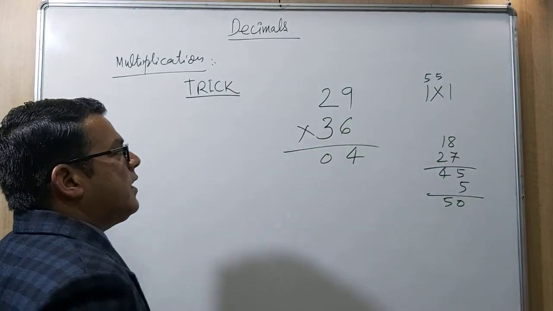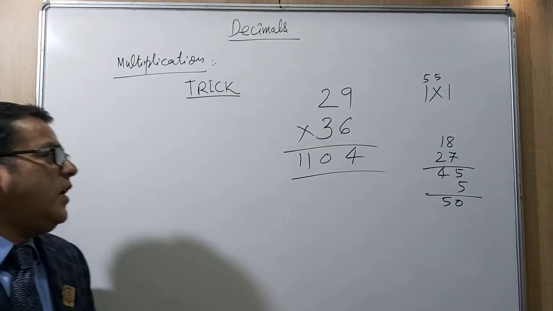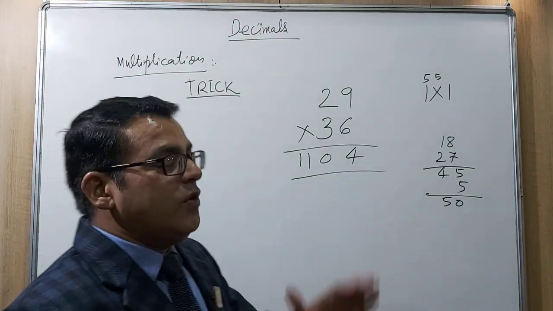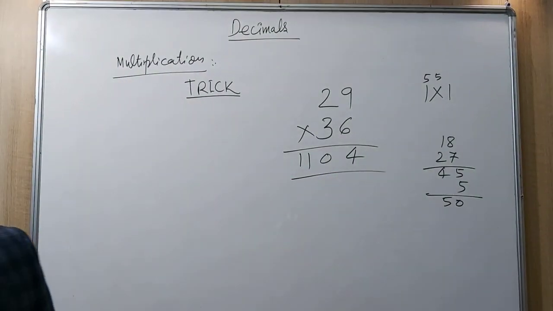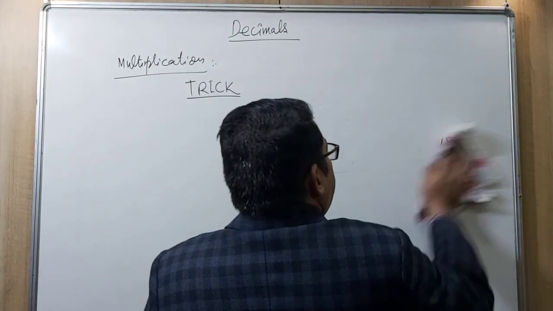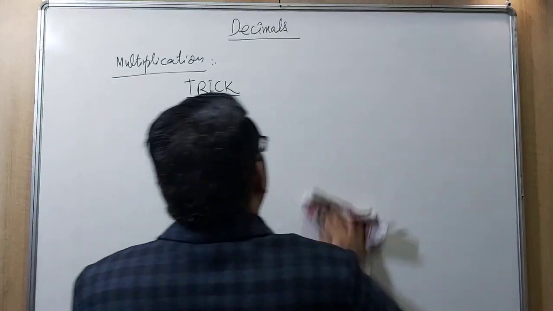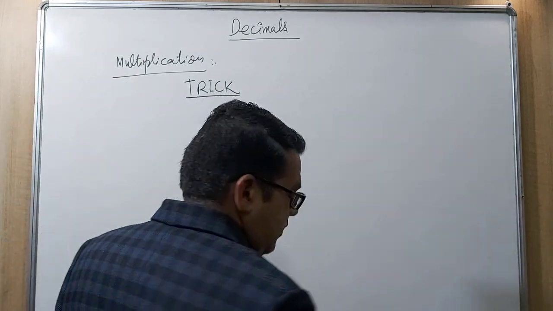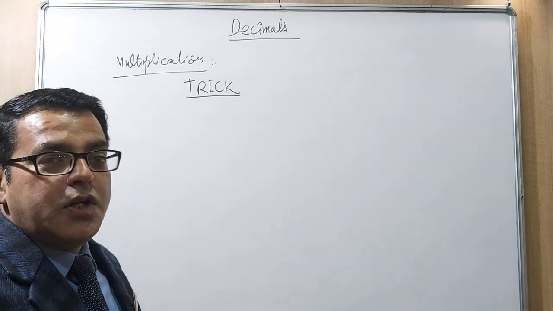Now 3 times 2 is 6, 6 and 5, 11. So 11, 0, 4. It means 1104 you will get here. This is very interesting. Within seconds you can find your answer. But you need to practice. If you practice this trick, then only you can easily solve. Now we are going to multiply 3-digit numbers.